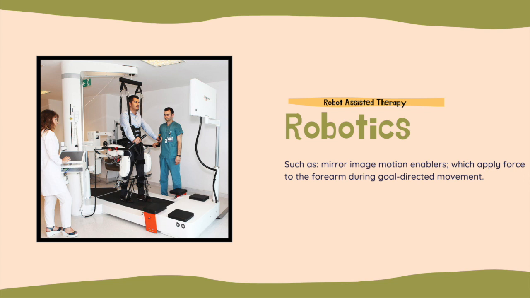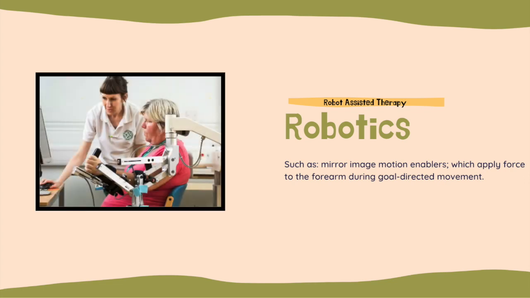The other common form of robot used in robot-assisted therapy are exoskeleton robots. These resemble human limbs and are connected at multiple points. They also match human axes. What you see here is a mirror image motion enabler. This is a form of end effector robotic therapy, in which a client holds a handle attached to an arm support in order to perform goal-directed tasks.